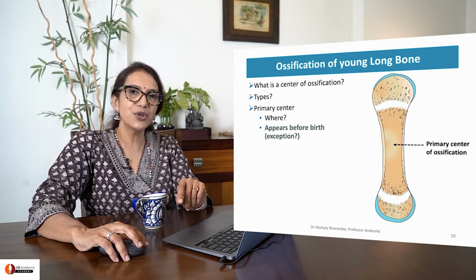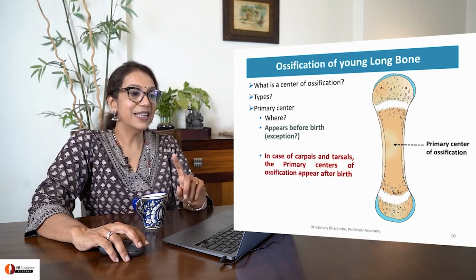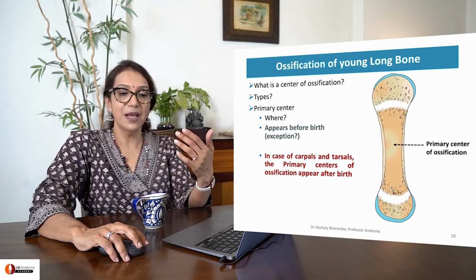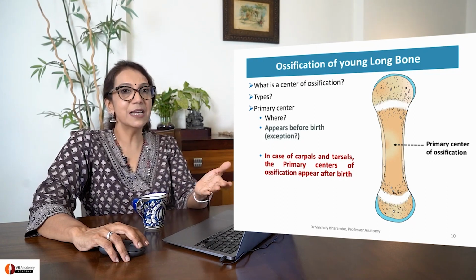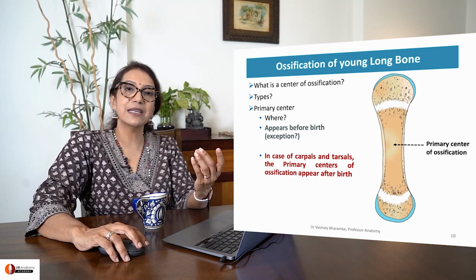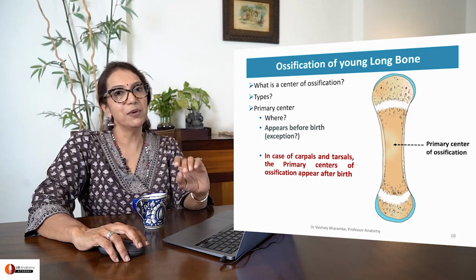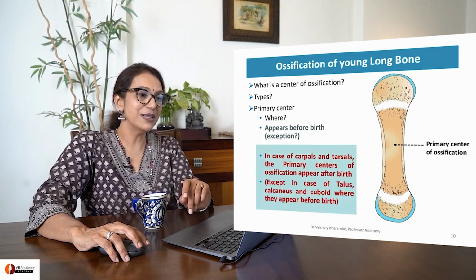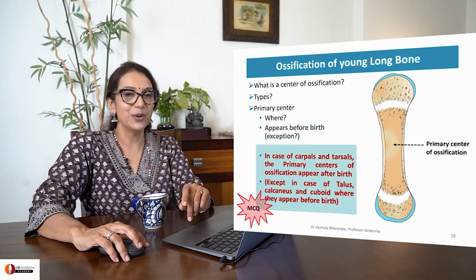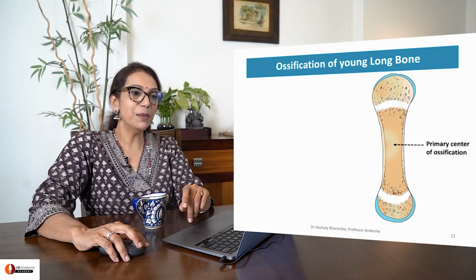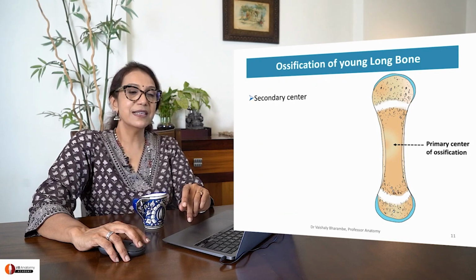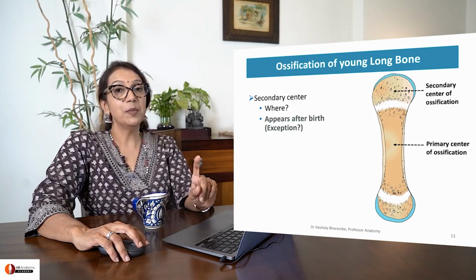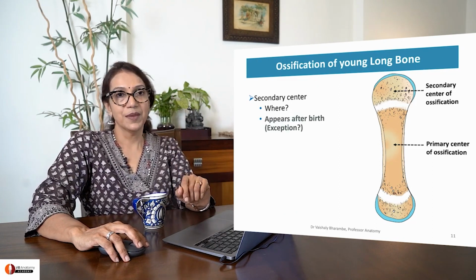Is there an exception, ma'am? Yes. The primary centers for carpals and tarsals appear after birth, except in case of calcaneus, talus, and cuboid, which still appear before birth. This is a little confusing, but you have to remember it because it gets asked in MCQs. Right. So what about the secondary center? The secondary center appears here, as you can see. It appears after birth.